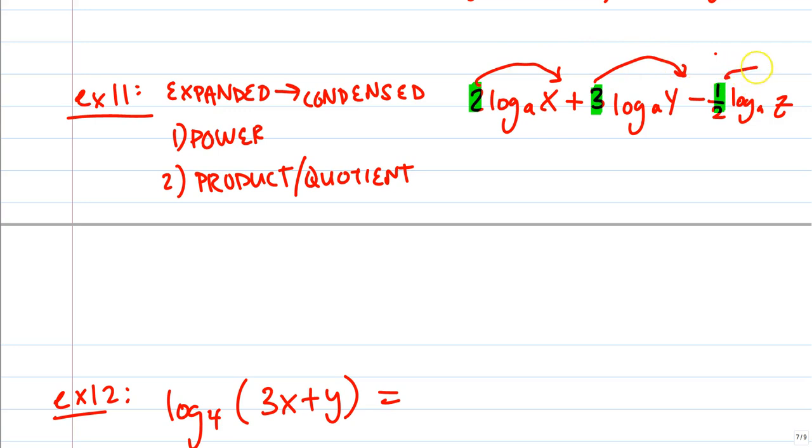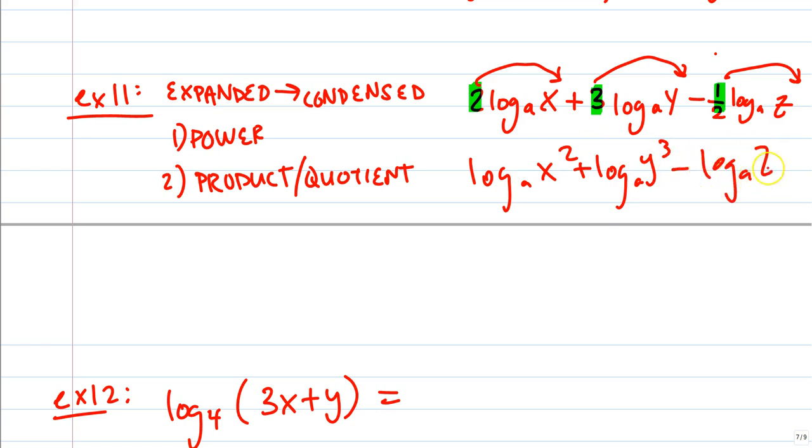I cannot bring these logarithms together with those numbers in front of them. So it becomes log base a of x squared plus log base a of y to the third minus log base a of z to the 1/2. By the way, why didn't I move the negative up with the exponent? First, I don't want to deal with a negative exponent. And second of all, the subtraction will be dealt with in the product quotient. So you can just bring the 1/2 up and leave the negative there.